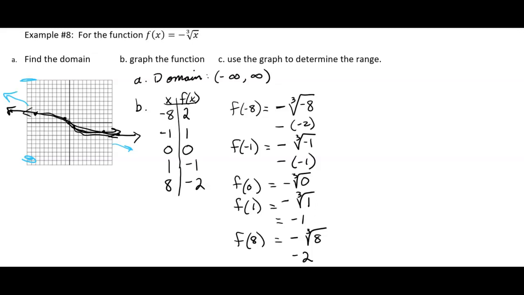But the range, part C, the range is going to be from negative infinity to infinity. Remember, when we have interval notation, we always list it from smallest to largest.